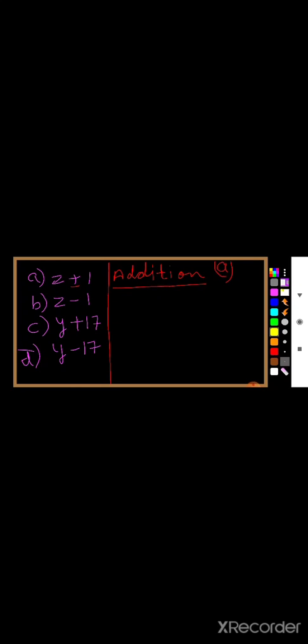And how is this expression formed? It is z added to 1. How will we write it? Z added to 1.